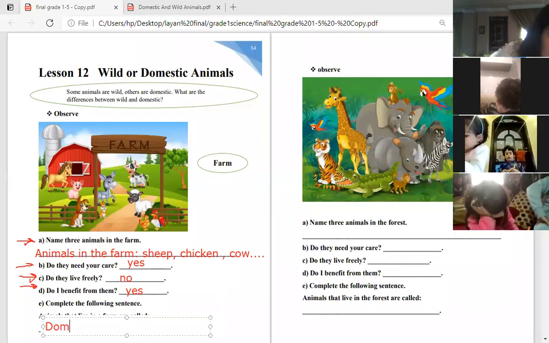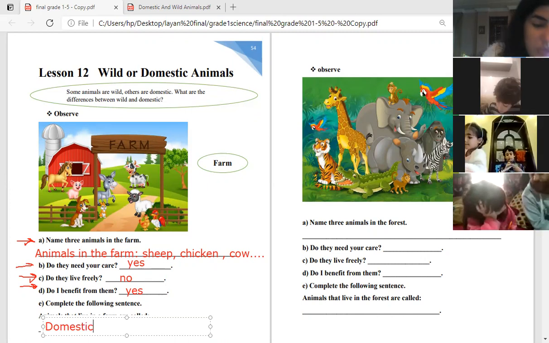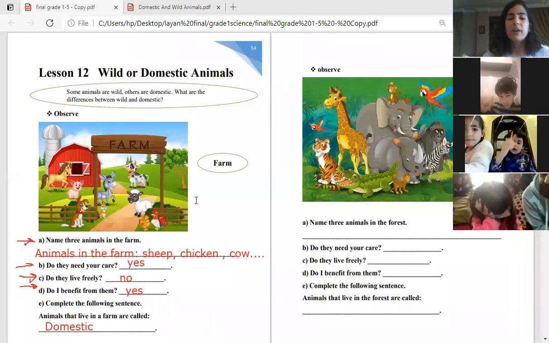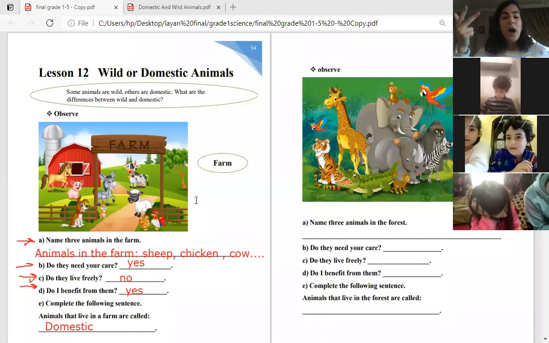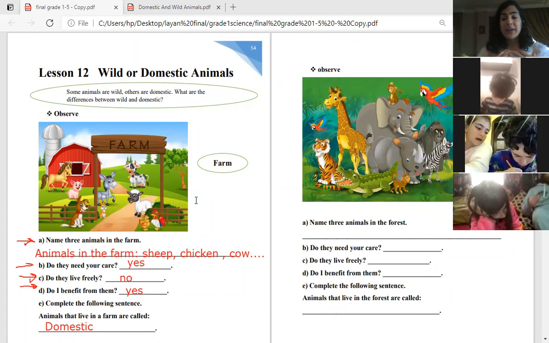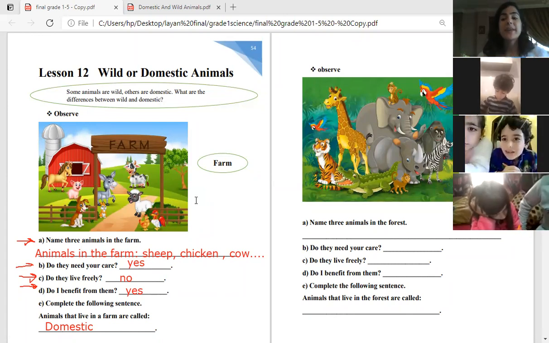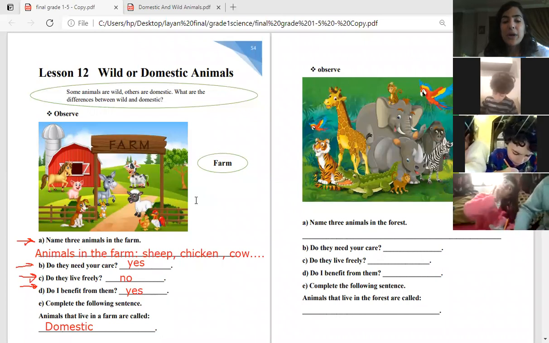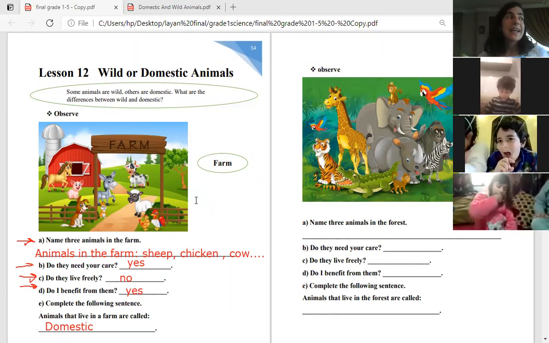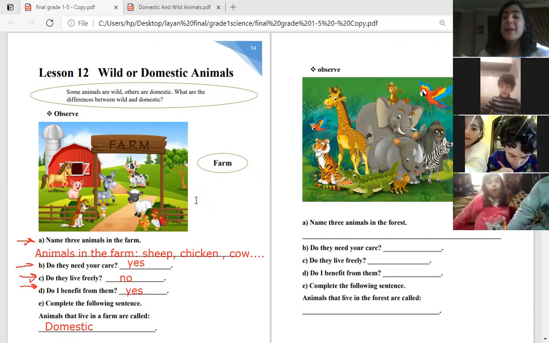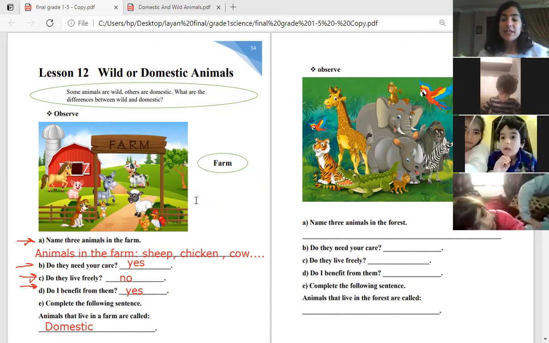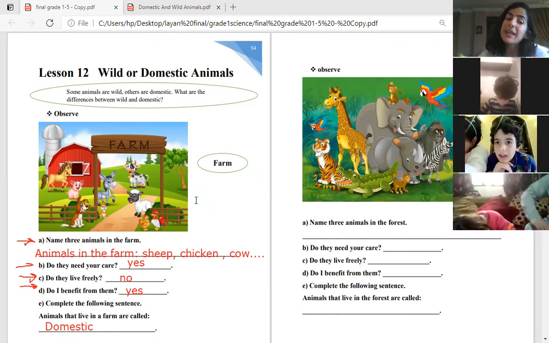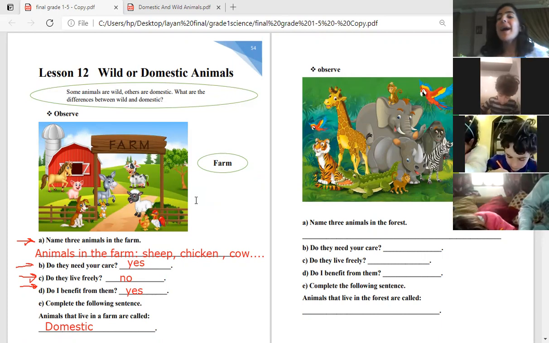So the same idea that we took yesterday, but here by solving these questions, the same questions, this one by writing them. Animals in the farm like sheep, chicken, cow, these animals need our care. We raise them, so they need our care. Care means attention. They do not live freely. They live in our farm, right? I benefit from them. In the coming lesson, I will see how I can benefit from them. Ali told us that the cow gives us milk and the chicken gives us eggs. So I can benefit from them. So the answer is yes.